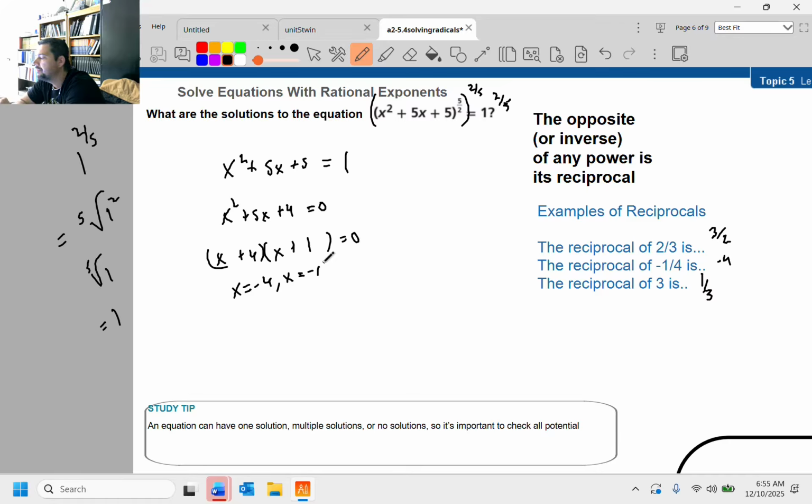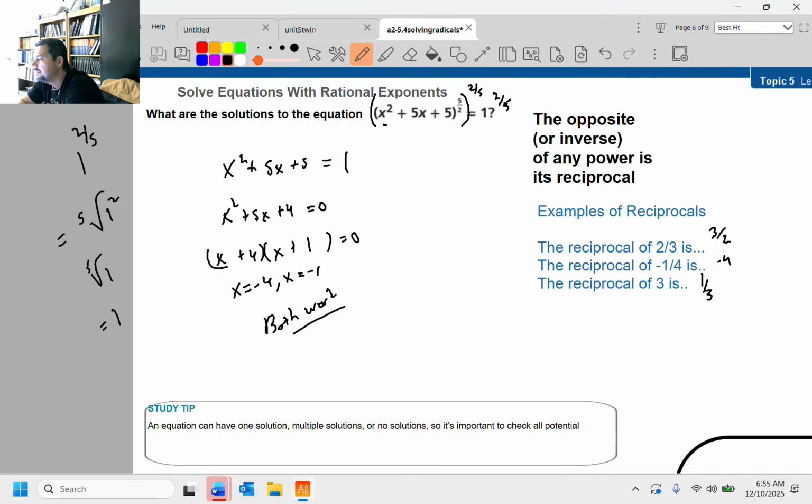Check your answers. A -4 squared is 16. 16 plus 5 is 21. 5 times -4 is -20. 21 minus 20 is 1. 1 is equal to 1. Let x be -1. A -1 squared is 1. 5 times a -1 is -5. 1 minus 5 is -4. Add 5, you get 1. They both work.